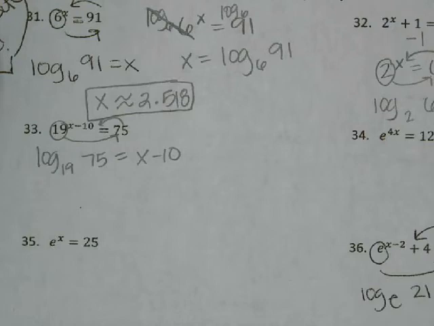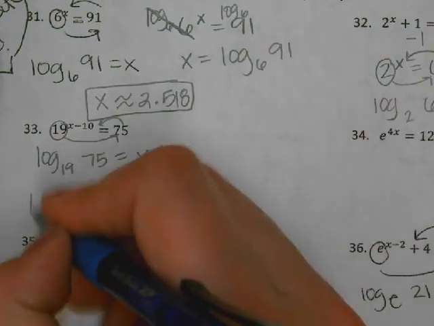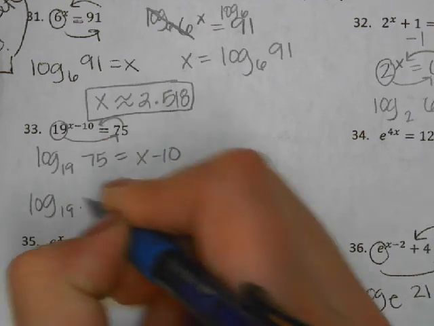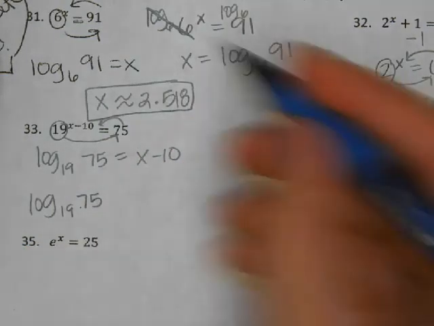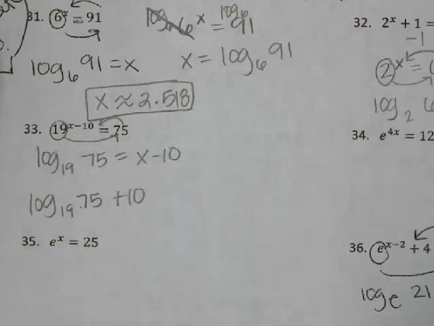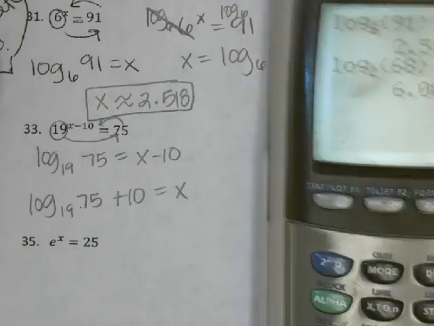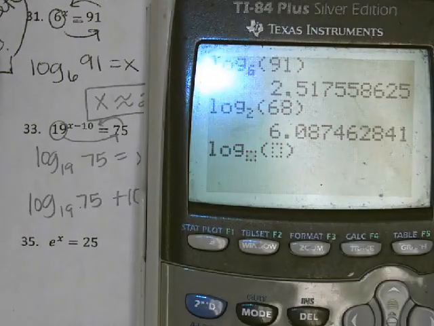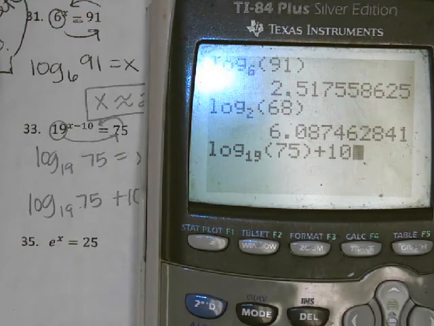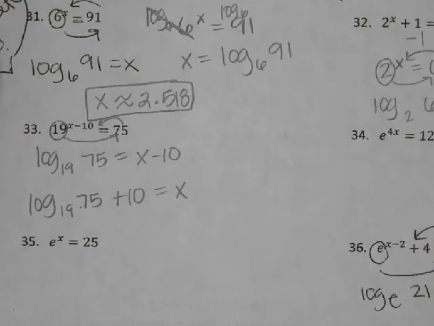And then for me to get the x alone, I just need to add the 10 to the other side. And that 10 is not being added to the 75. That 75 is kind of like trapped by that log. So the 10 is just tacked on to the end. So when you type this into your calculator, you're going to type log base 19 of 75 and then plus 10. So 11.466.